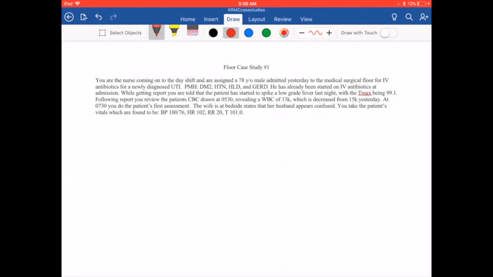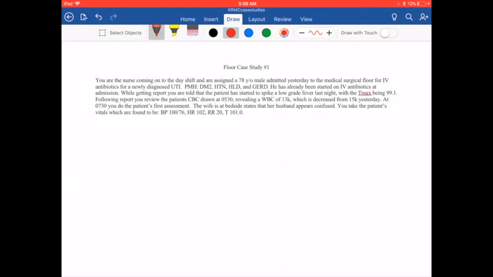The wife is at the bedside and states that her husband appears confused. He was previously alert and oriented. So you take the patient's vitals, which are a blood pressure of 100/76, heart rate 102, respiratory rate 20, and temperature 101. So I can already tell you, filling out the sepsis screening in Meditech, that this patient is going to screen positive for sepsis.